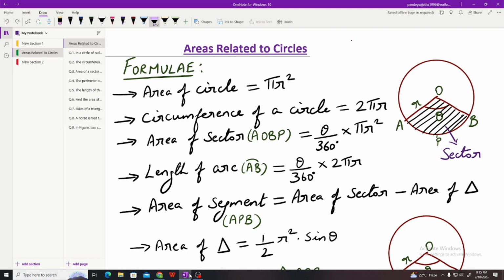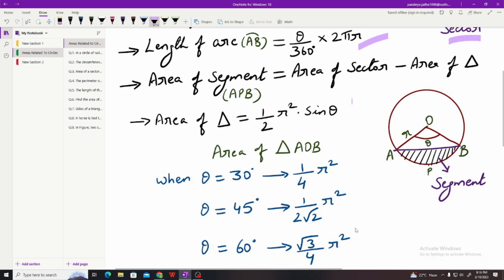So area of circle is pi r square, circumference of a circle is 2 pi r, area of sector is theta upon 360 into pi r square. Length of arc is theta upon 360 into 2 pi r. Area of segment is area of sector minus area of triangle, where area of triangle is equal to half into r square into sine theta.